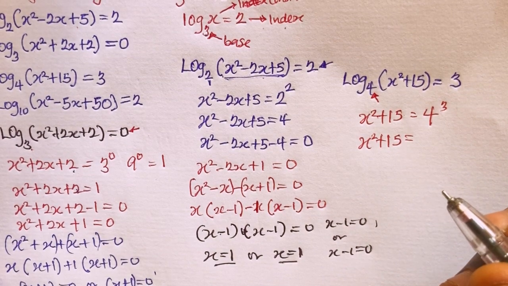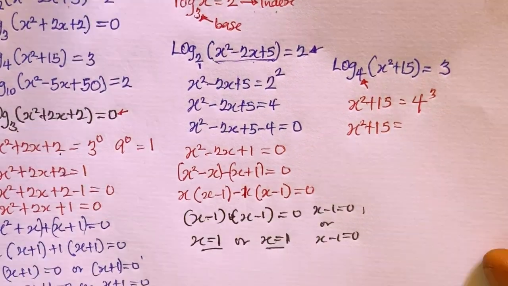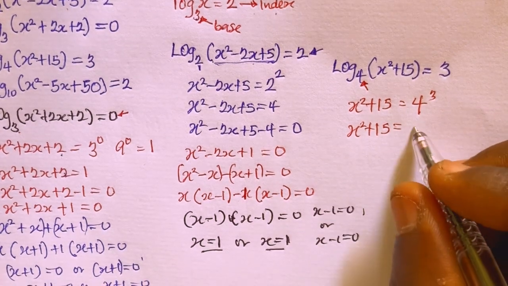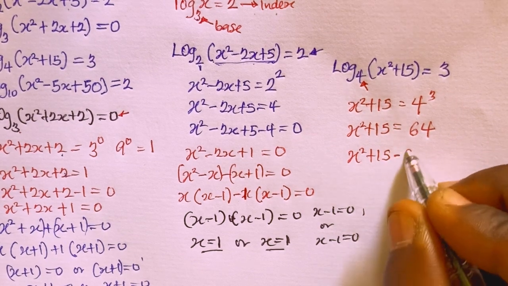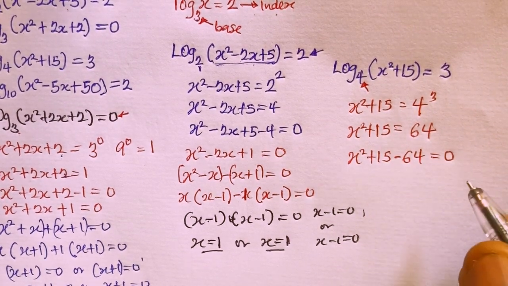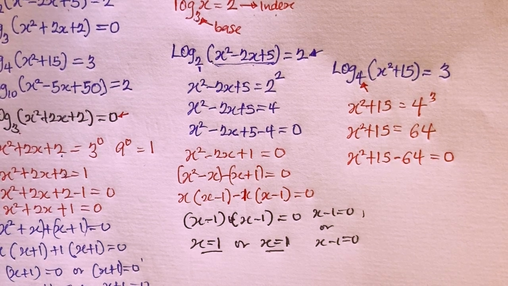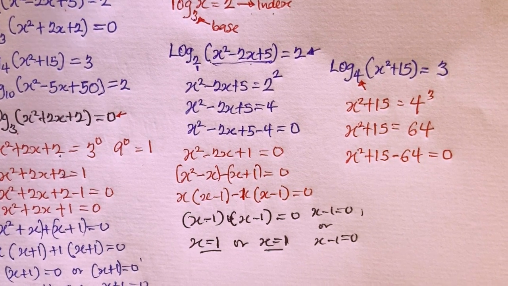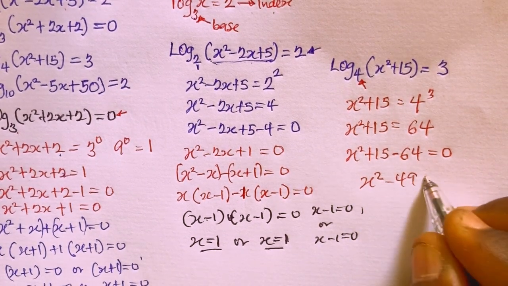So 4 raised to the power of 3 should give us 64. Then we're going to have x squared plus 15 minus 64 equals 0. So simply we are going to solve this. 15 minus 64 should give us minus 49. So here we're going to have x squared minus 49 equals 0.